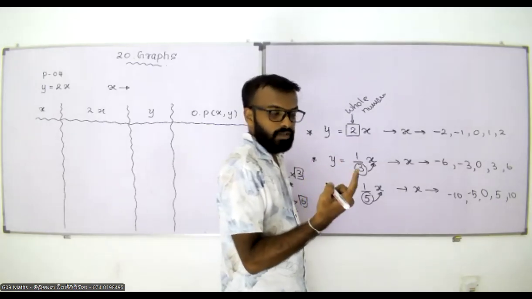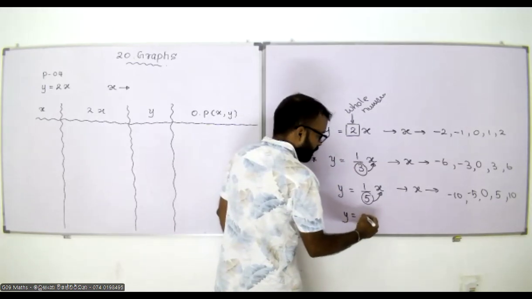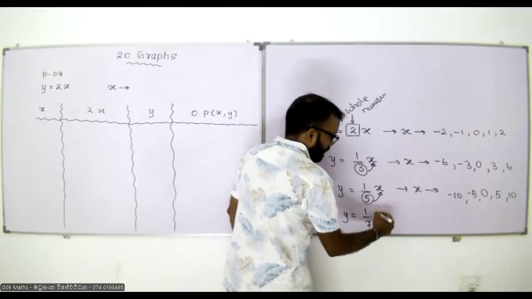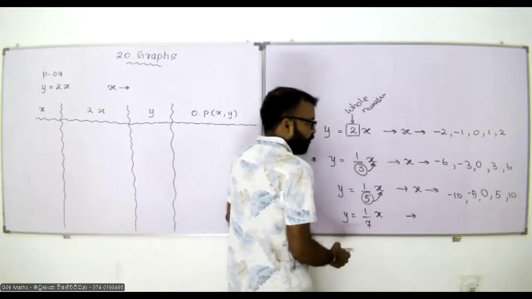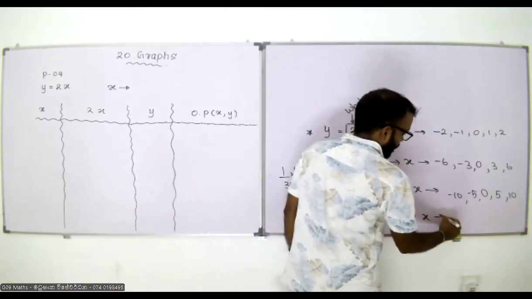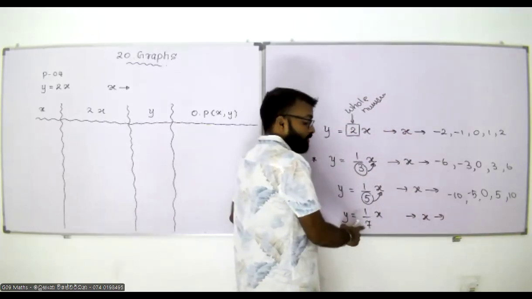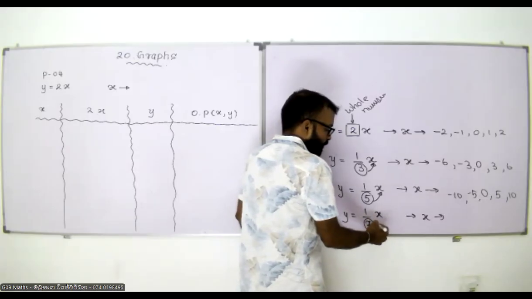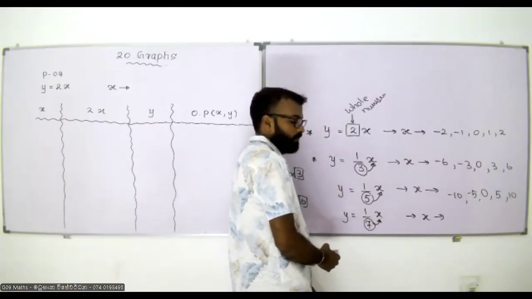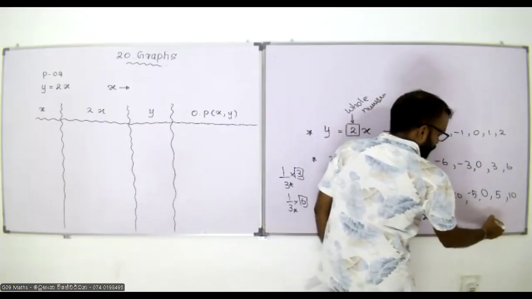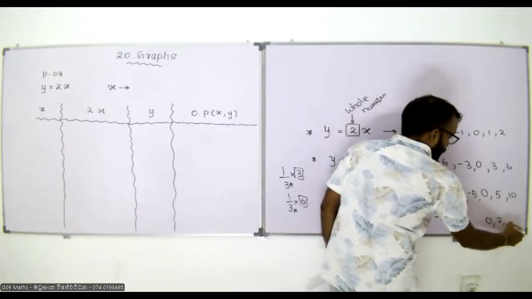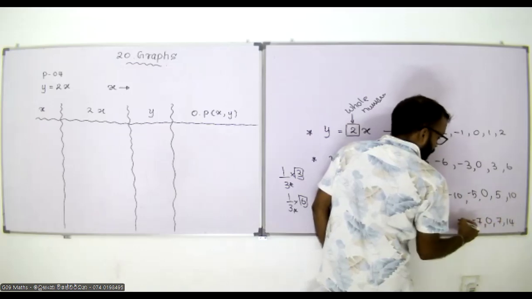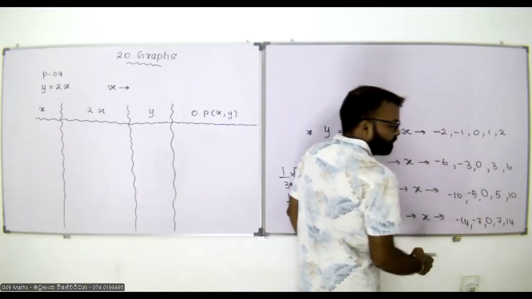Again, another example: y equals 1 upon 7 x. How do we decide the value range of x? In the denominator I have 7, so multiples of 7 should be taken, including 0. To the plus side 7, 14, and to the negative side negative 7, negative 14. Done.